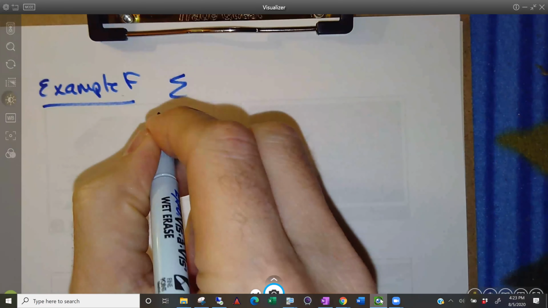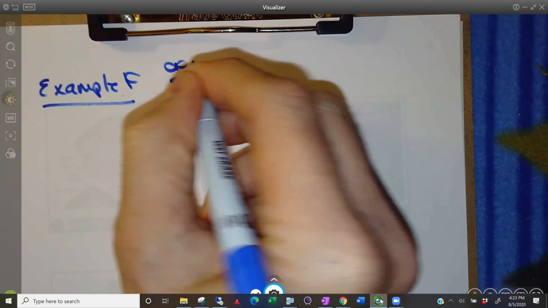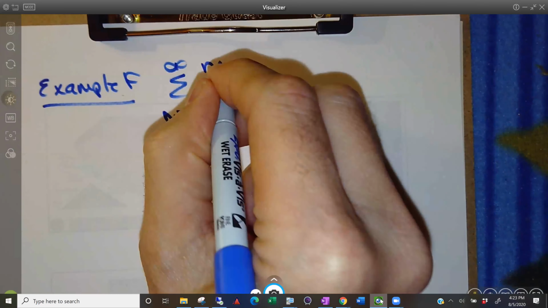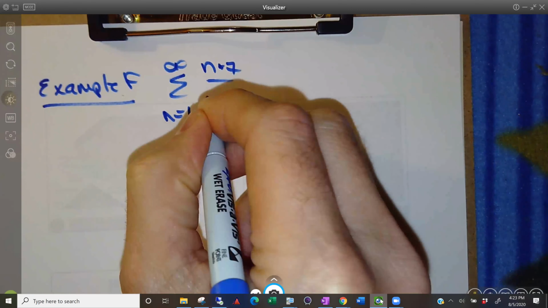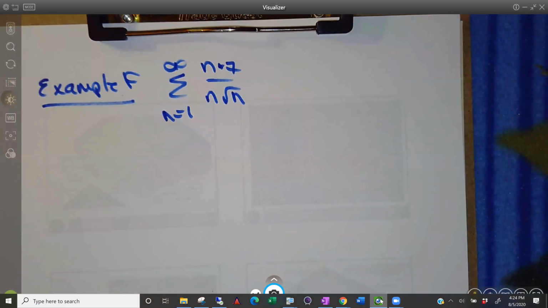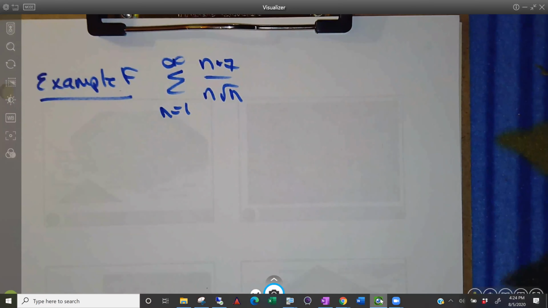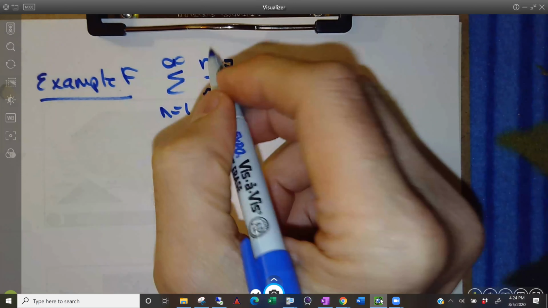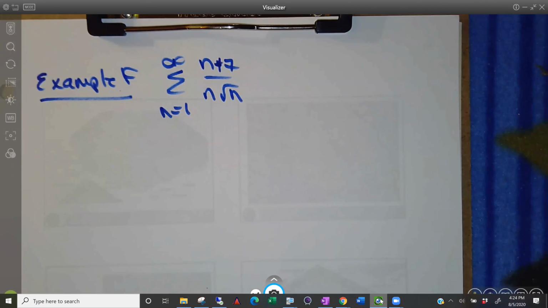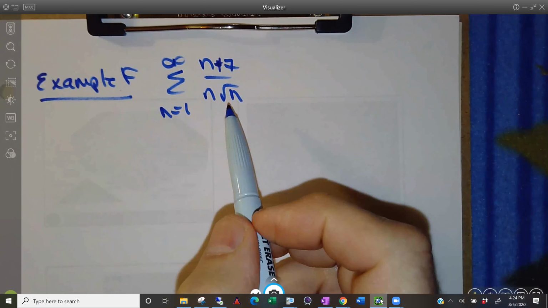Sum from n equals 1 to infinity of (n plus 7) over n times the square root of n. Well, like I said, I'm not a big fan of messing around with the limit or with the direct comparison test, because then you have to really sit there and think, greater than, less than. And look, it gets confusing. People make mistakes with it all the time. A surer bet is to try and use the limit comparison test.